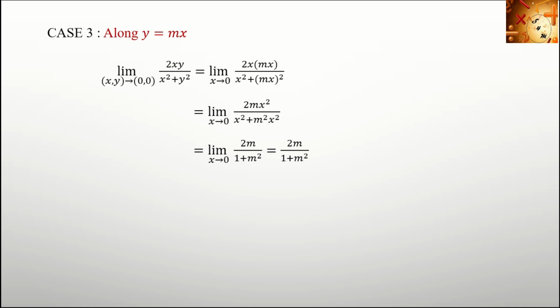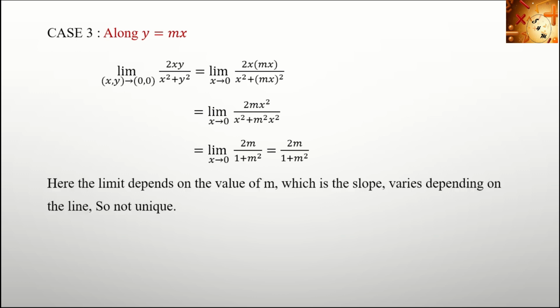What is m? Here we are taking the line y equal to mx. So m is the slope of the line, which depends on the line segment. So here the limit depends on the value of m. If m varies, the limit varies. Therefore, the limit depends on the value of m, which is a slope, and varies depending on the line. So it is not unique.